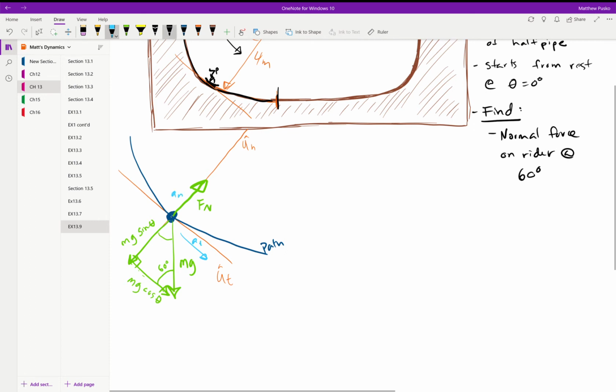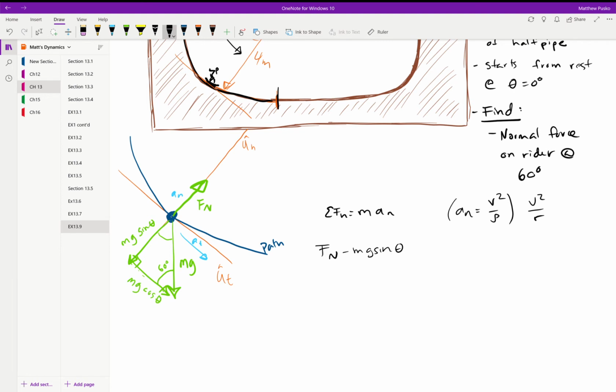Alright, let's do Newton's second law and sum up the forces. If I sum up the forces in the normal direction, it's going to give me the mass times the acceleration in the normal direction. Remember, we can rewrite that acceleration as v squared over rho, or r in this case. And what kind of forces do we have? Well, I have a normal force pointed up. I have a minus mg sine theta going down. That's all going to equal the mass times v squared over r.